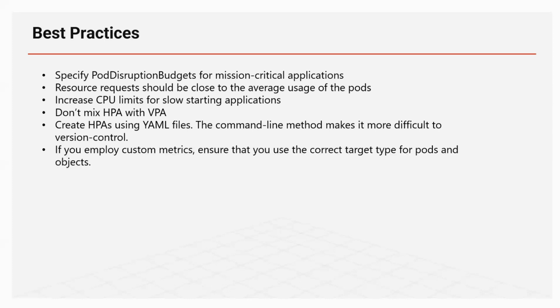So if you are employing custom metrics, use the correct target type, pods or objects. Otherwise, it may get confused and the HPA won't work, or something will affect it, and you won't get the desired response or result. Okay. So this is on the HPA, the horizontal pod autoscaler.